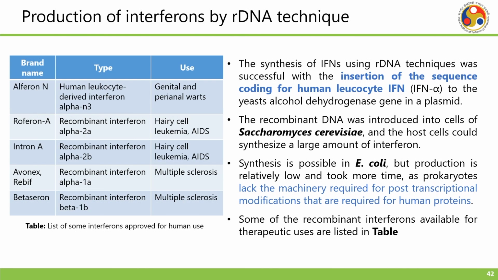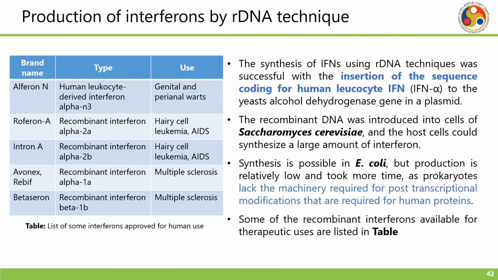So, the brand name is Alferon N. Here this is human leukocyte derived interferon alpha, and it is used against genital and perineal warts. Then you have Roferon A, which is recombinant interferon alpha 2A. Then it is used against hairy cell leukemia and also in acquired immunodeficiency syndrome. Then you have Intron A, which is recombinant interferon alpha 2B against hairy cell leukemia and AIDS.